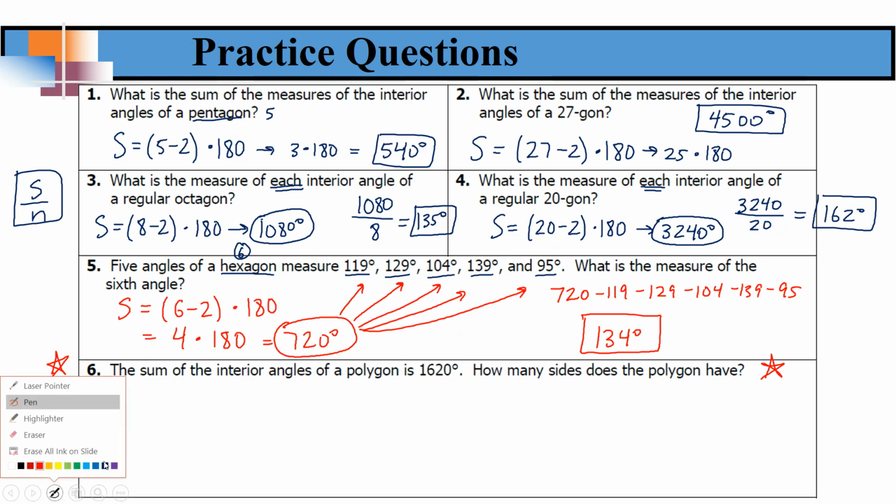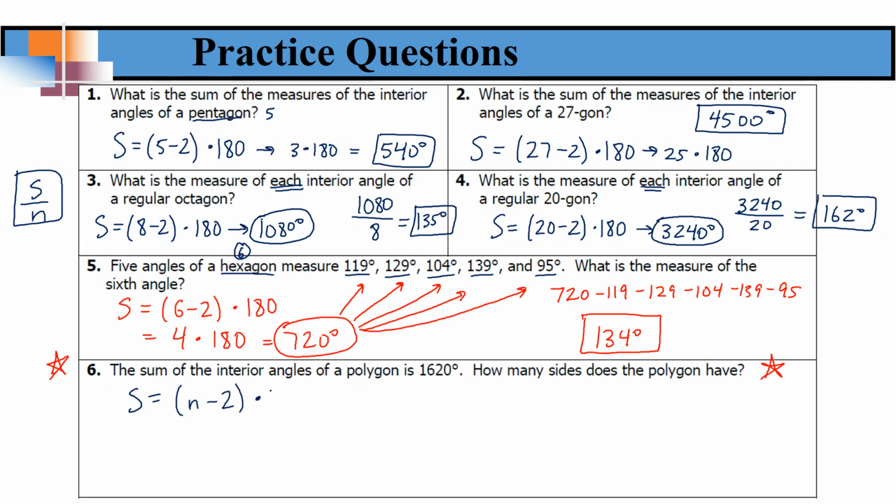Let's begin by just copying down the formula for the sum of the interior angles. It is S equals (n minus 2) times 180. And up until now, you have been provided with the number of sides and you have been asked for the sum of the interior angles. However, number 6 flips this around. Instead of providing you with n and asking you to find S, this time they provide you with S and ask you to find n.